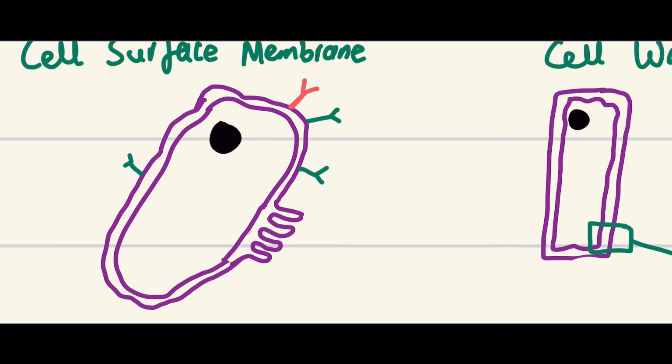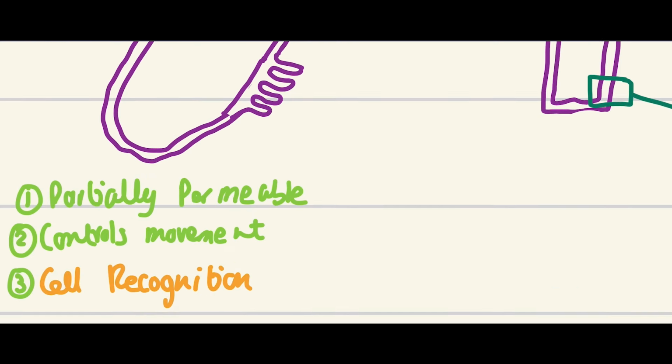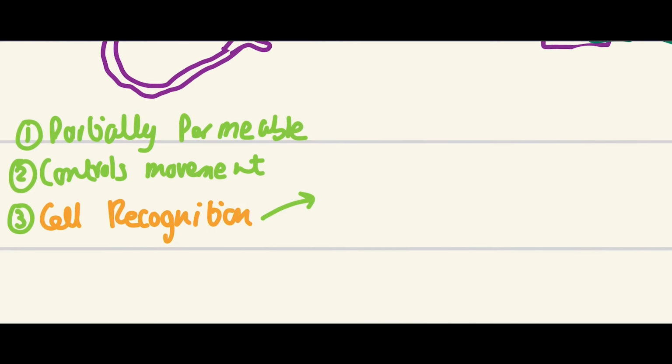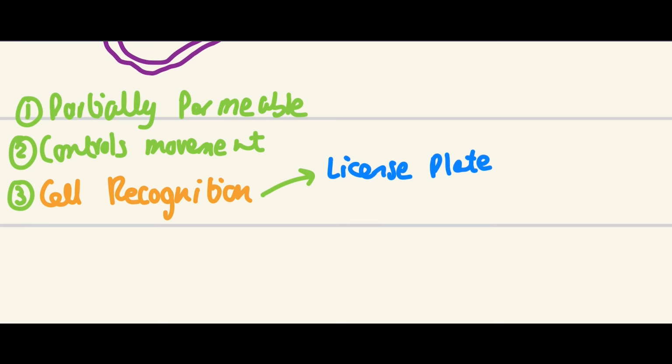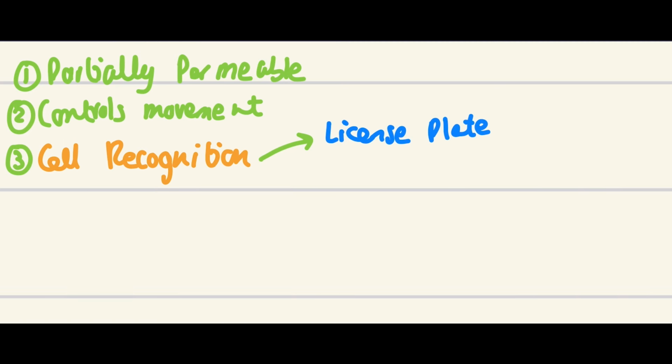So I have specific proteins, specific glycoproteins on the surface, and these are essentially responsible for giving the cell an identity. And I would like to explain this with the example of a license plate. In the same way how a car has a license plate, a traffic constable just looks at it and he's like, okay, this car is registered, this person can drive this car in this province without any problems. So that's the same thing over here.